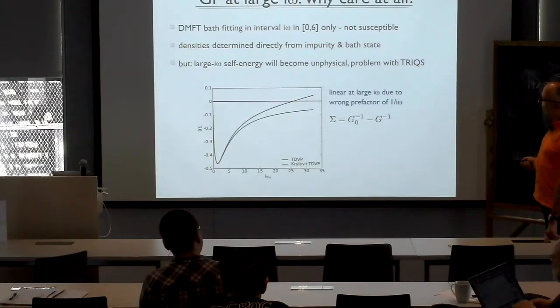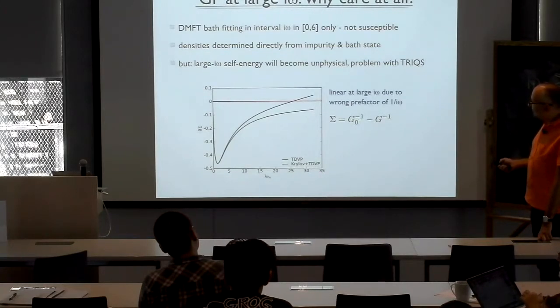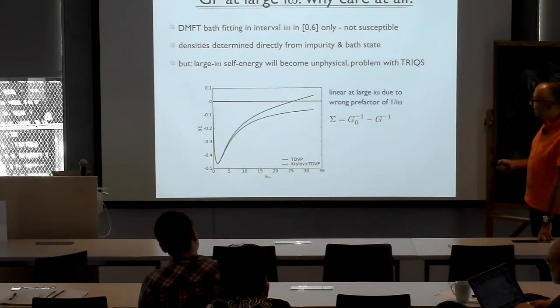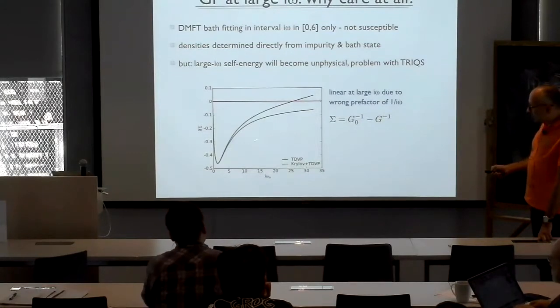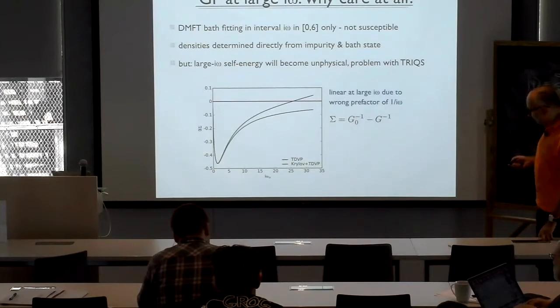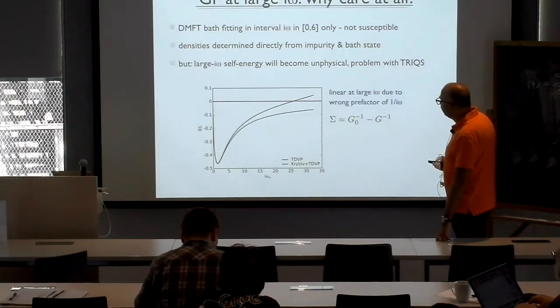The problem, however, is that the self-energy will become totally wrong. And then we have a problem with tricks. That's actually what got us into the whole thing. Because you see, if you look at the Dyson equation, the wrong prefactor of G, which is not exactly 1, whereas here it is exactly 1, will give you something which is linear in omega at large frequencies. And that's what you get. Actually the deviation already starts at relatively small self-energies. So now, having worked all that out, we can finally turn to the results.